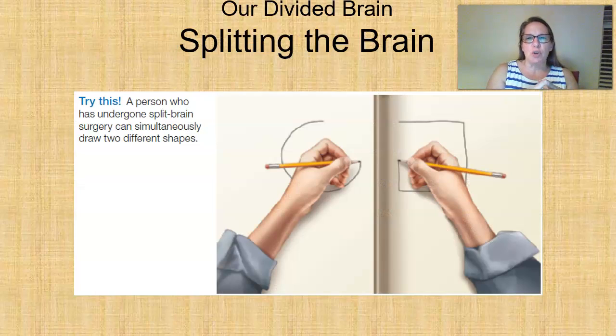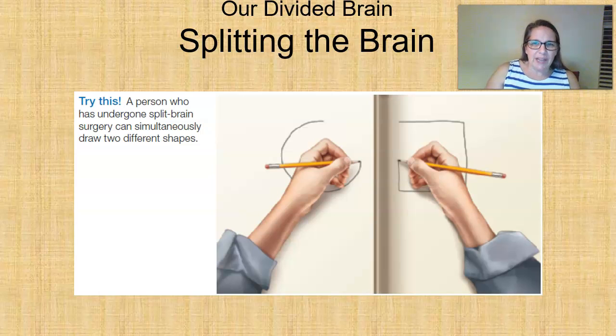So what I want you to do, just on a piece of paper or even on your video notes, is to try this. I want you to try with your left hand to draw a circle and your right hand to draw a square at the same time. Okay? At the same time, with your left hand, you're going to draw a circle, and your right hand, you're going to draw a square. So take a second and try and do this.